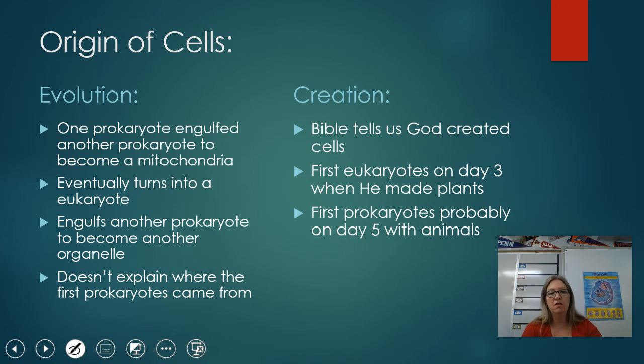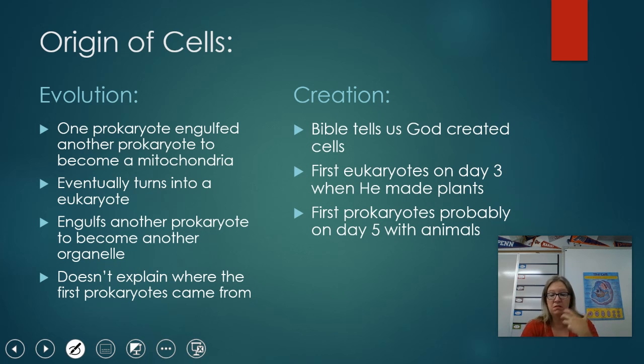It engulfed another prokaryote, and that inside prokaryote became the mitochondria, which will eventually produce energy. Eventually, it doesn't say how, this prokaryote turns into a eukaryote, meaning it has a nucleus, it's got some DNA in there. It will engulf another prokaryote, and that will become those organelles. So this eukaryotic cell that magically appeared is going to engulf other prokaryotes, and that's going to be the organelle. Again, it doesn't explain where that first prokaryote came from.